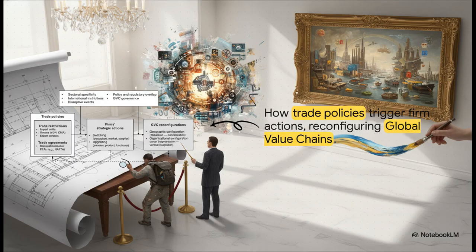And this schematic illustrates the dynamic beautifully. Look at this blueprint. A trade restriction is introduced over on the left. This triggers a strategic action from the firm there in the center. They might switch suppliers, maybe they upgrade their process. And the result, over on the right, is a completely reconfigured value chain. A whole new work of art born from conflict.